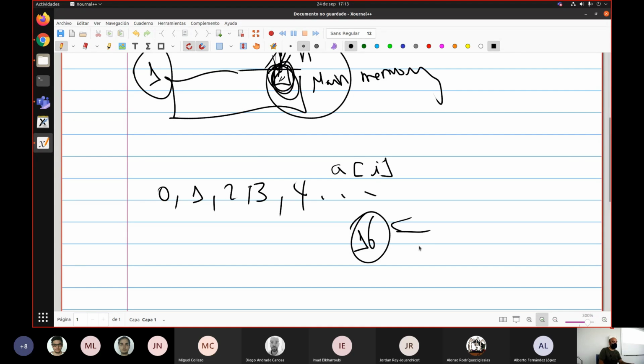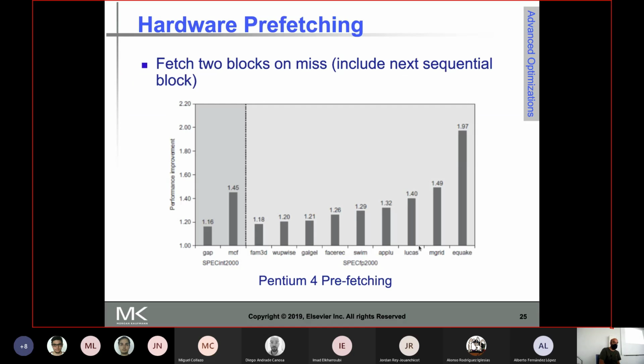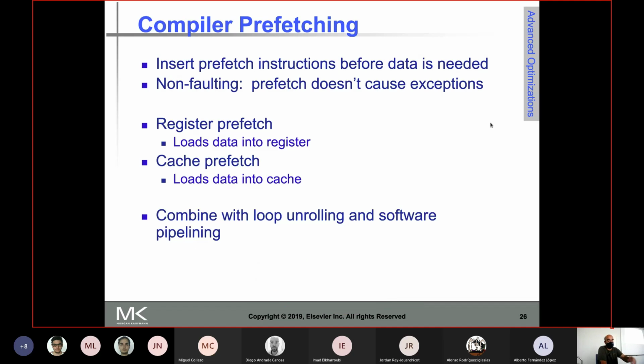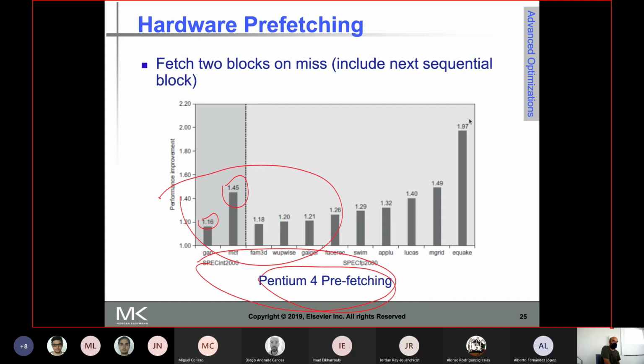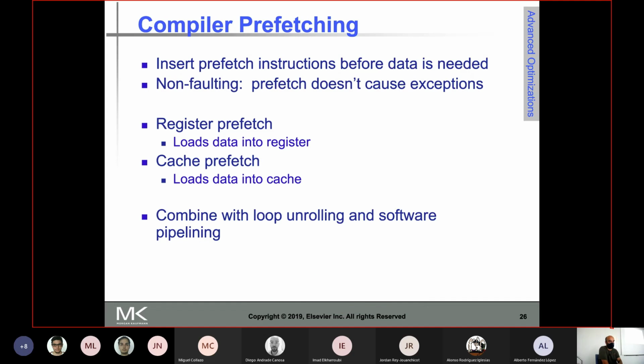And these are several algorithms or programs of the SPEC benchmark. Okay, so what you can see here is the improvement in times, I believe, due to the use of hardware prefetching. Okay, so this will be 60% better, this will be 40%, 45% better, and this is almost twice as fast as the original code without prefetching. Okay, so prefetching can be done by hardware, but also the compiler or even the programmer can insert their own prefetching instructions. Okay.